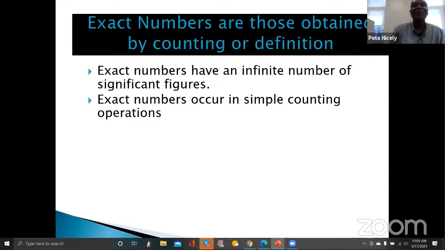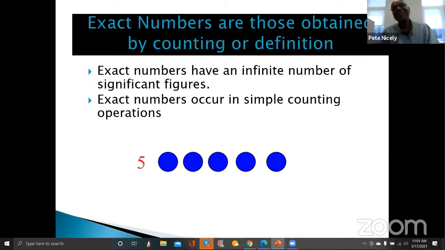So, as I said before, exact numbers. These are numbers that you can identify in any question based on whether or not the number is representing the number of items being counted or by definition. So, for example, what you see here are 5 spheres. So that 5 would represent an exact number, all right? And as stated earlier and stated here, the exact numbers have an infinite number of significant figures, all right? That's very important. Again, we're going to see the reason why that is important later.